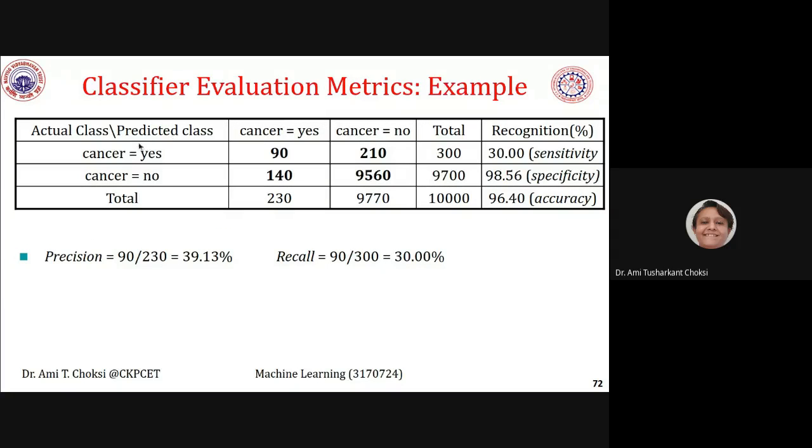Now, what is the case here? Cancer is equal to yes, cancer is equal to no for the actual class. And here is the predicted one. So cancer is equal to yes, this is also yes and this is also yes, so it is true positive. Cancer is equal to no is the predicted one, so it is negativity.